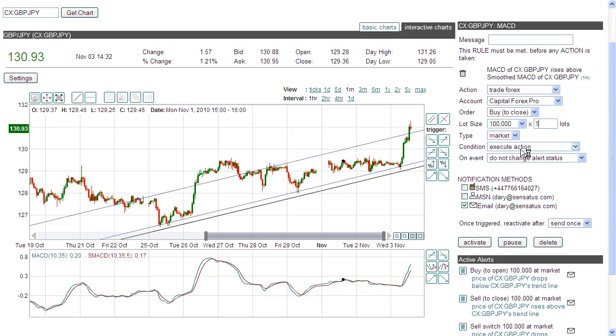On the 100K lot, only executed if I'm short. And when it is executed, I'm just going to pause all alerts if I have others running. Again, just send once. So I'm going to leave this in a pause state.